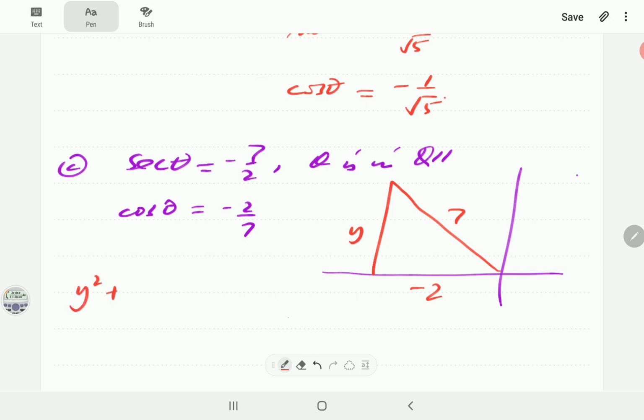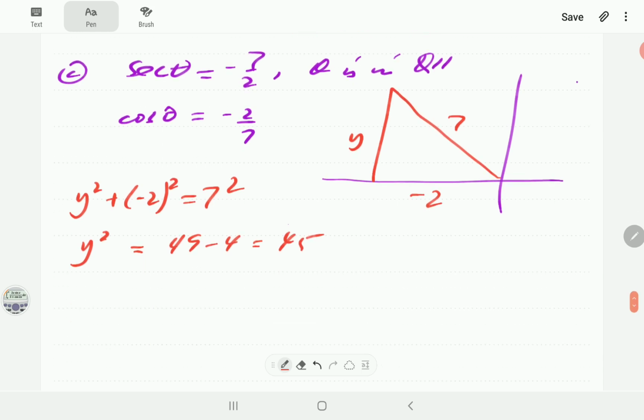So by Pythagoras again, y squared plus -2 squared is going to be 7 squared. So y squared is going to be 49 minus 4. So y squared is going to be 45. So y is going to be plus or minus the square root of 45. 45 is 9 times 5. So it's going to be plus or minus 3 times root 5. But this is a distance going up, so it's going to be the positive one.